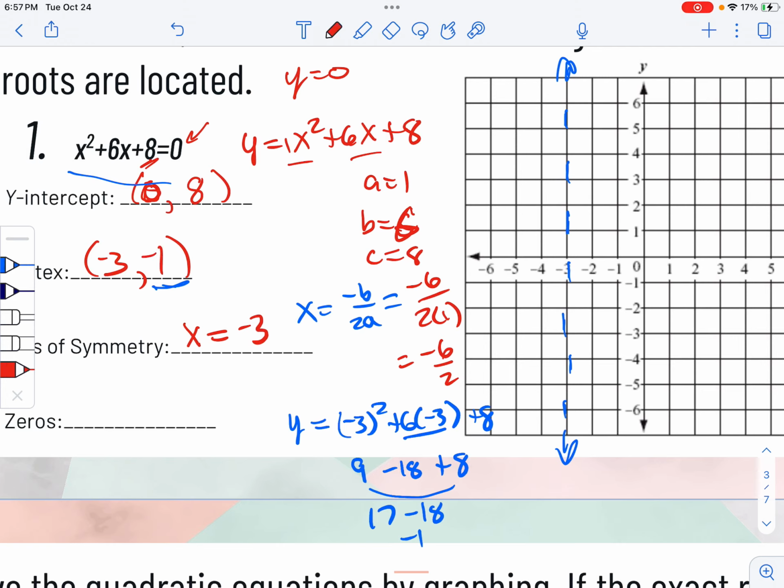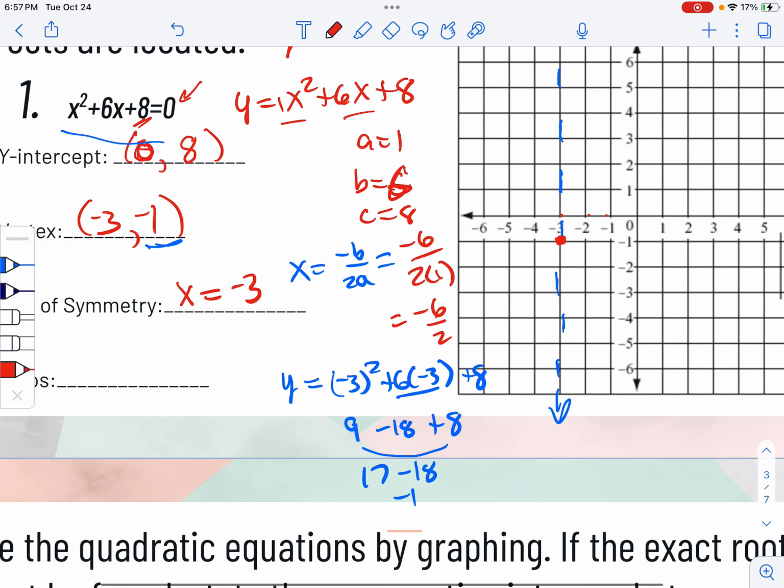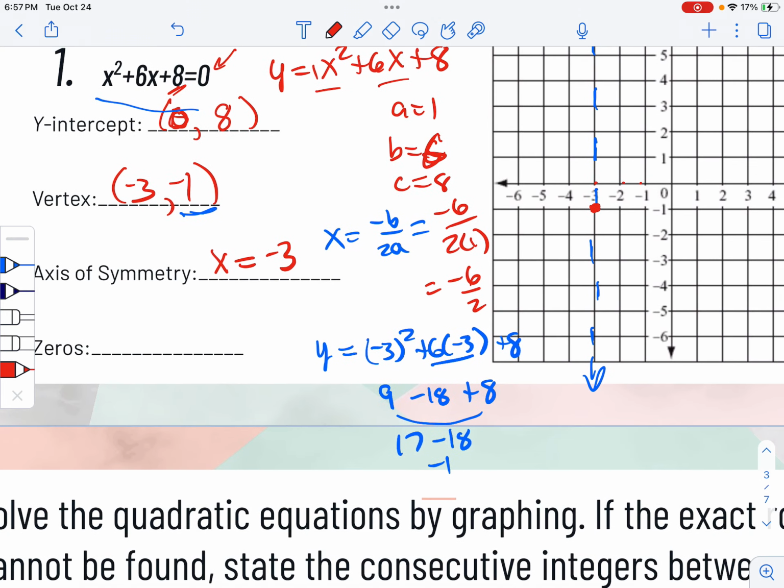So right there, that's negative 1. So I can graph my vertex. Negative 3, 1, 2, 3, negative 1 right there. Okay, and we're going to set up a table just like we did yesterday.